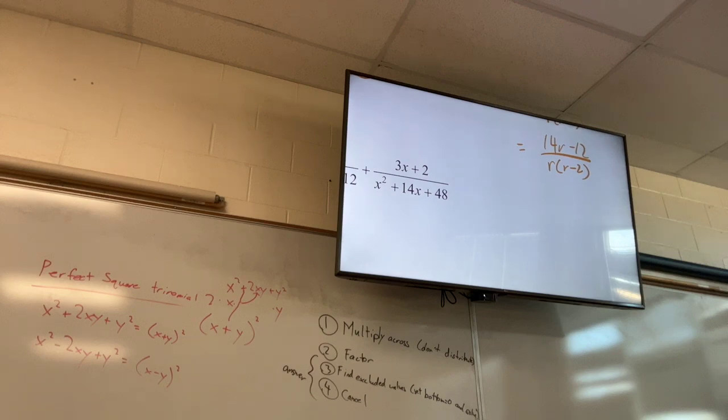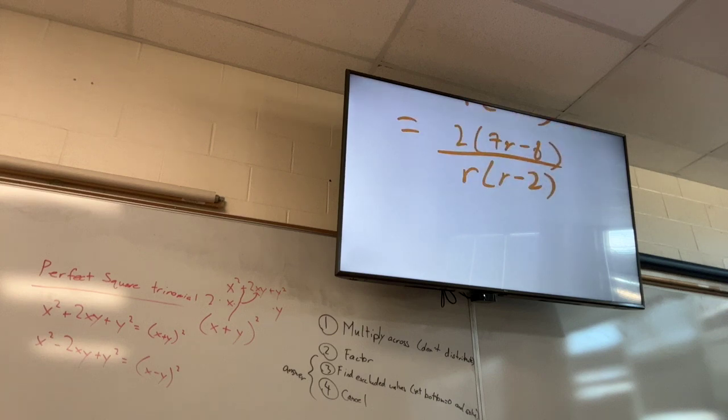Right, what am I excluded? So we need to make sure we simplify. Let's factor the top then. I can pull out a 2, right? 2 times 7 minus 6. So nothing cancels here, but what are my excluded values?